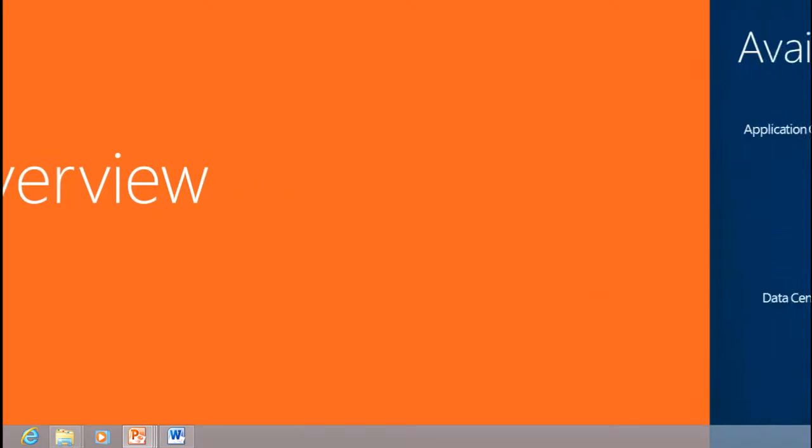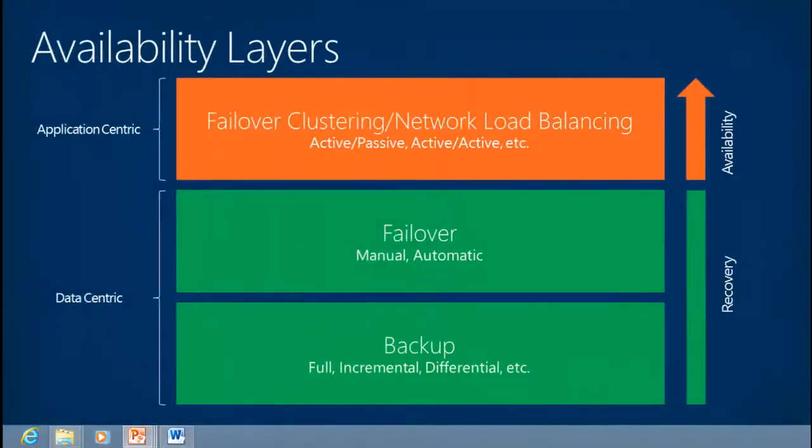So to start with an overview, there's basically two layers to availability. There's a data-centric layer, which encompasses failover and backups, so taking full backups, incremental backups, differentials, failing over automatically, failing over manually, the use of database mirroring. In some cases, in asynchronous modes, there's the use of log shipping.